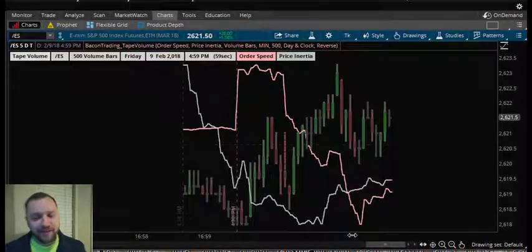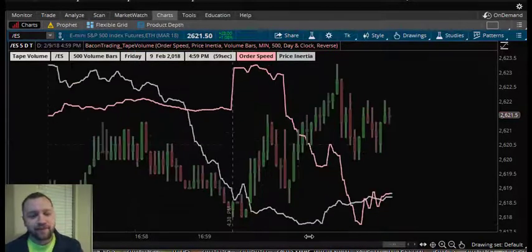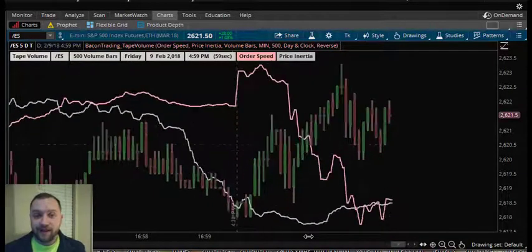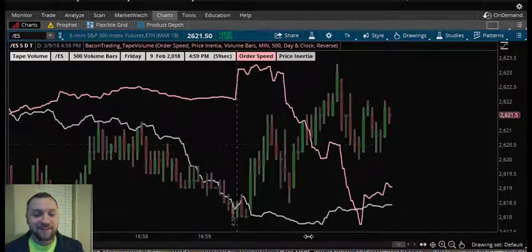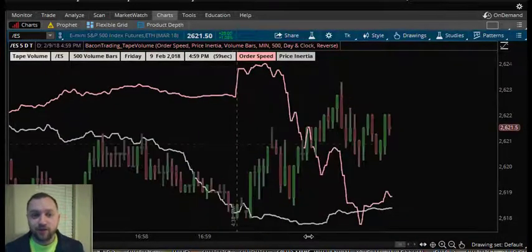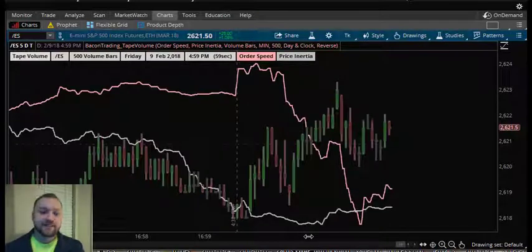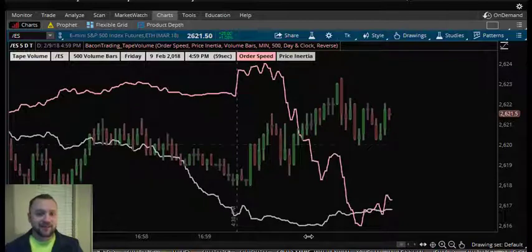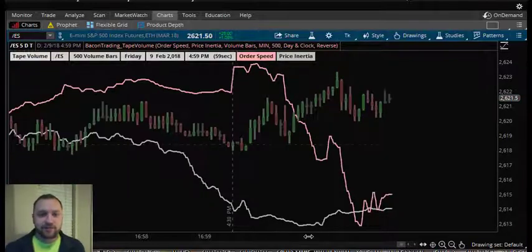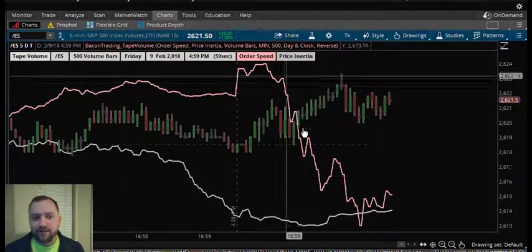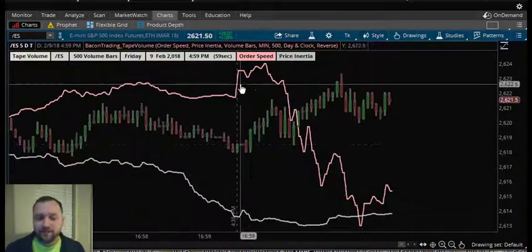So order speed is a pretty simple concept. It basically says if the market is showing that it's a buy and the buy is fast, then it's weighted more heavily than a slow sell. And it takes the difference between the buying speed and the selling speed, and it finds the difference between the two.